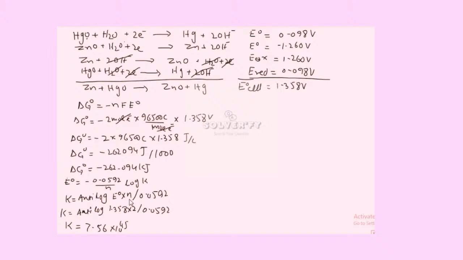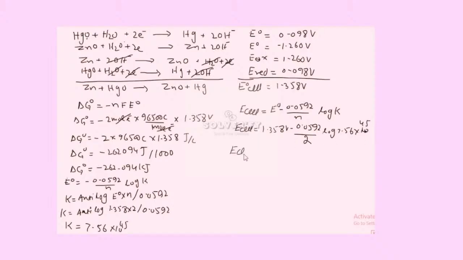Now to calculate the E of the cell when sodium hydroxide is added to both the compartments, E cell is equal to E naught minus 0.0592 divided by n into log of Q or K. So E cell is equal to E naught 1.358 volt minus 0.0592, where n is equal to 2, and log of K is equal to log of 7.56 into 10 raised to power 45.